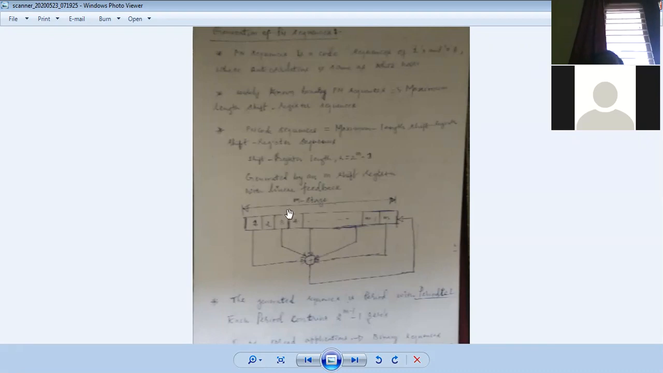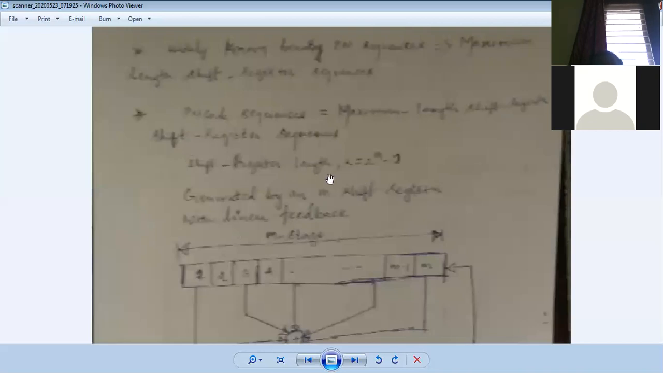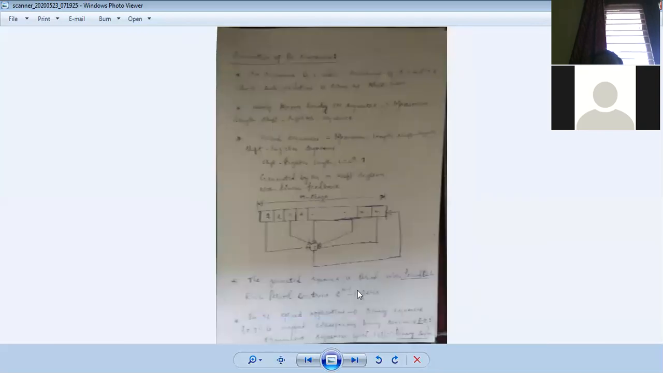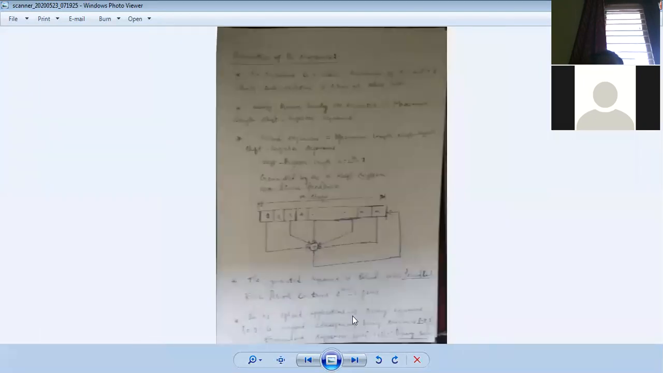Look back here: the PN sequence is a maximum length shift register sequence, of length 2 to the power m minus 1, generated by a shift register with linear feedback. The generated sequence is periodic with each period, in DS spread spectrum applications. Basically, the PN sequence is a sequence of 0s and 1s. These sequences will be mapped onto the information to be transmitted, in order to enhance or decrease the bandwidth, depending upon our specific application, to get an advantage.